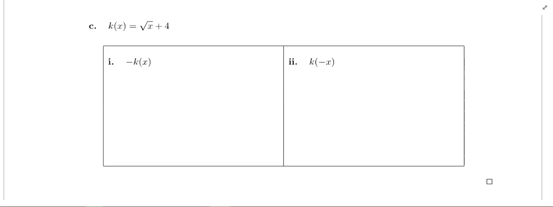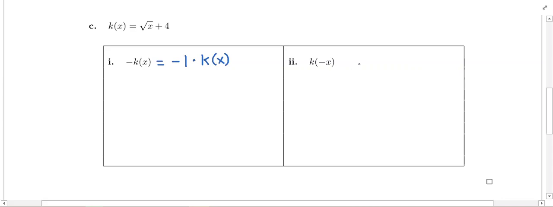Okay, so remember, if you're looking at part 1 here, what negative k of x means, this is going to mean negative 1 times the function. Okay, so we'll come back and do that.